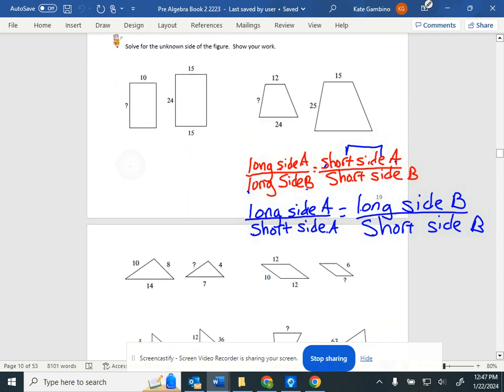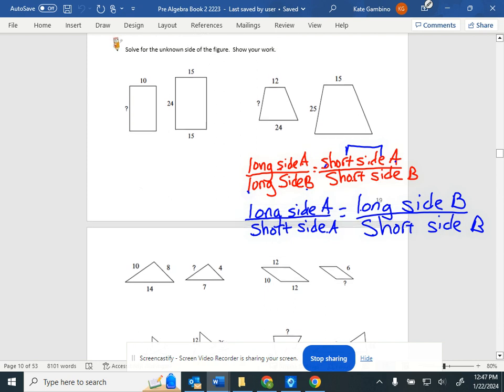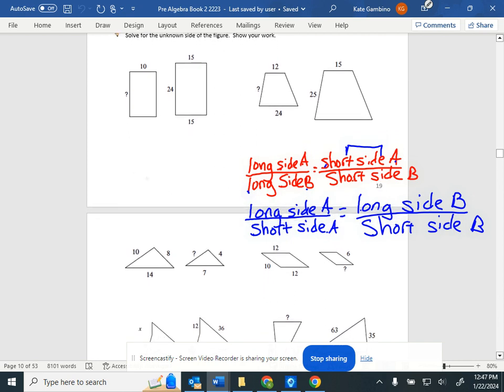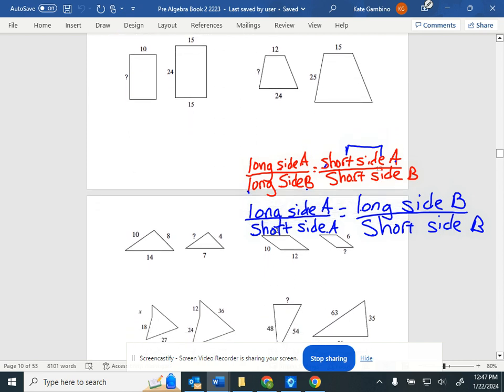So, let's look. I'm leaving my formulas here so we can use it for these two. It says solve for the unknown side of the figure, show your work. So you have to show how you are setting it up. Let's look at this first one. I could either do long side over long side, short side over short side, or I could do long side A over short side A, long side B over short side B. Who can help me set up my proportions?